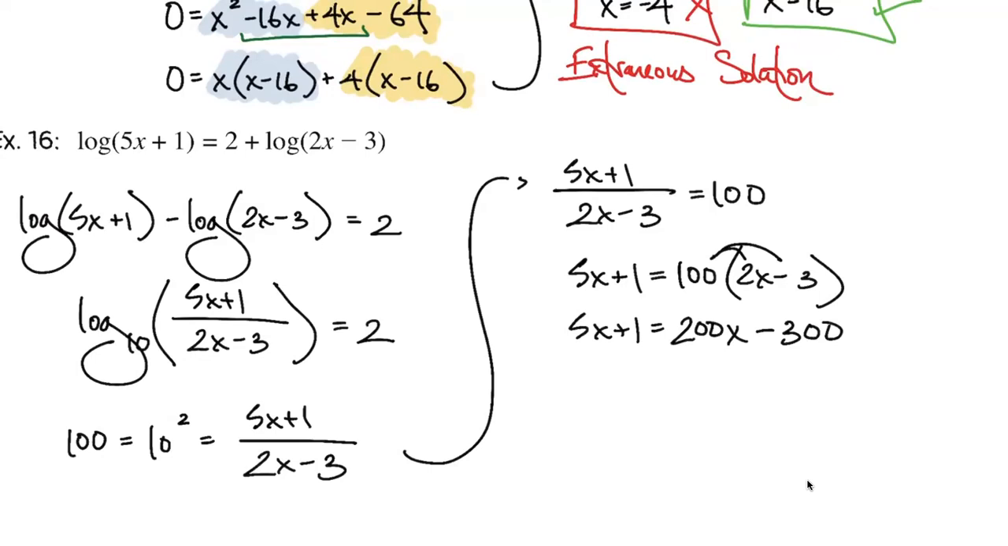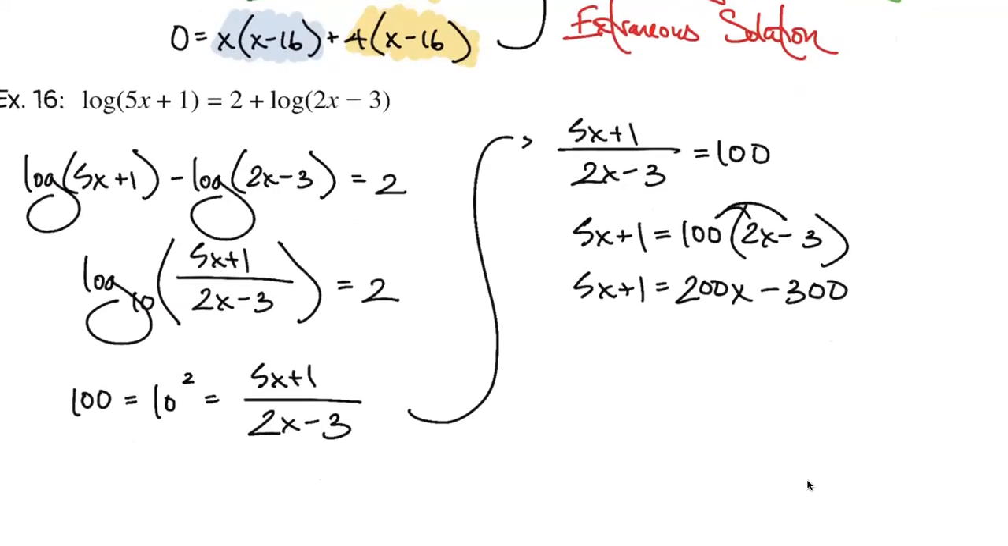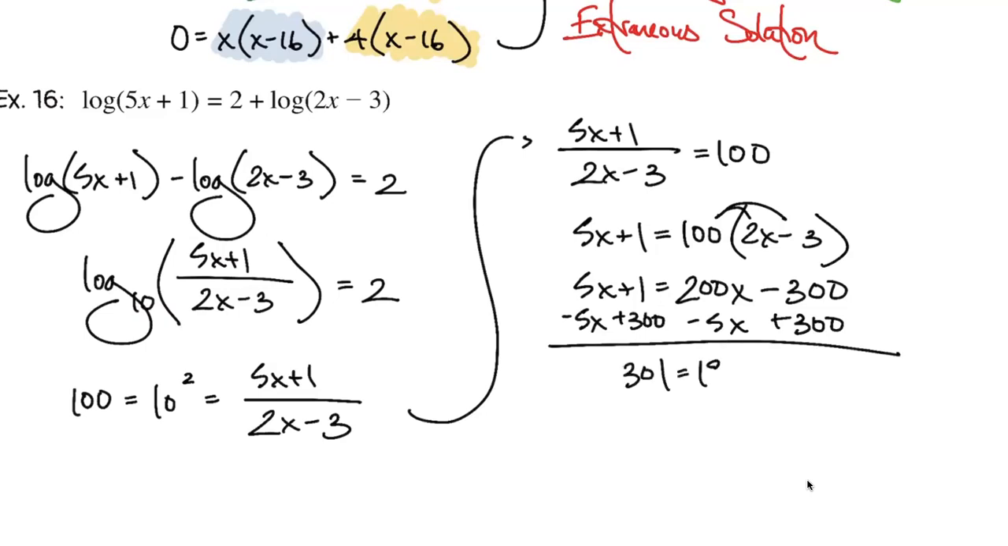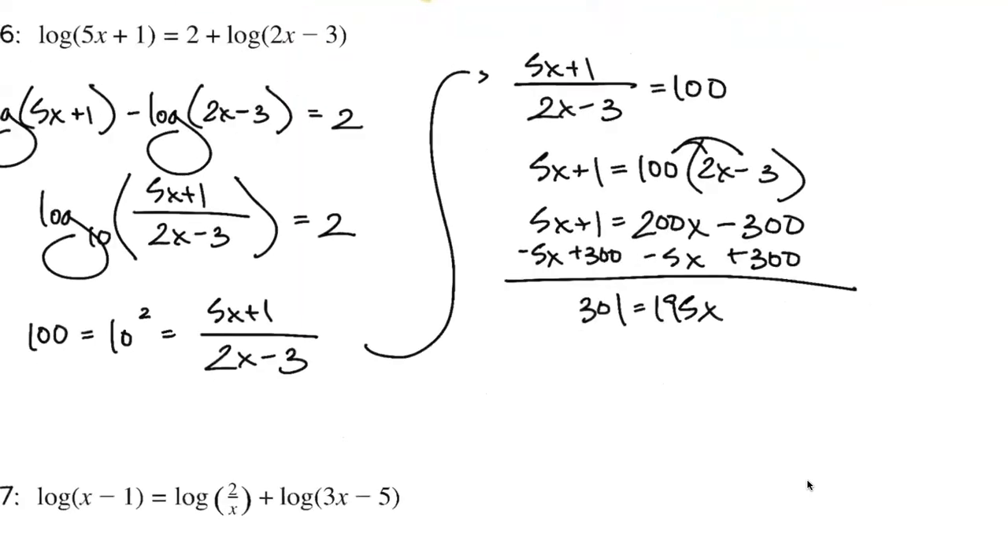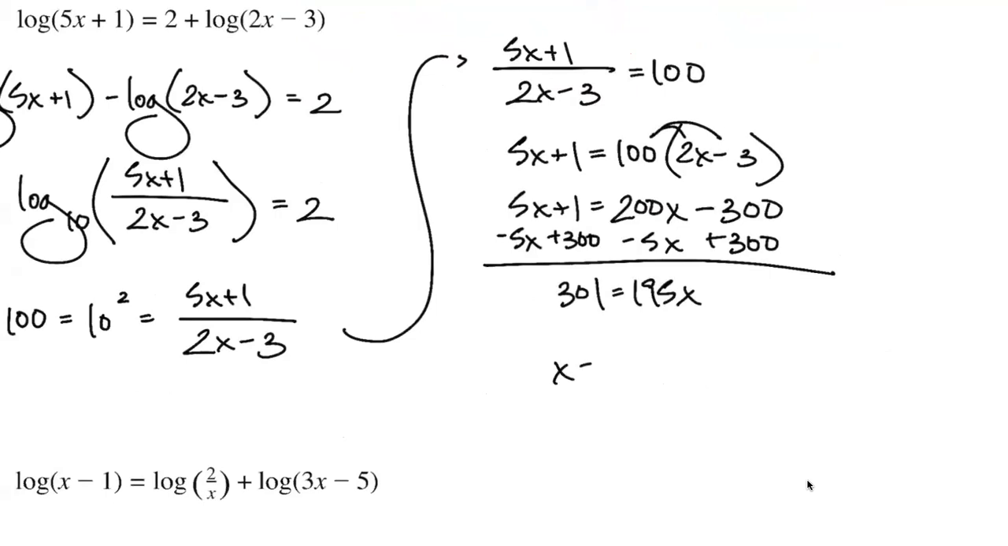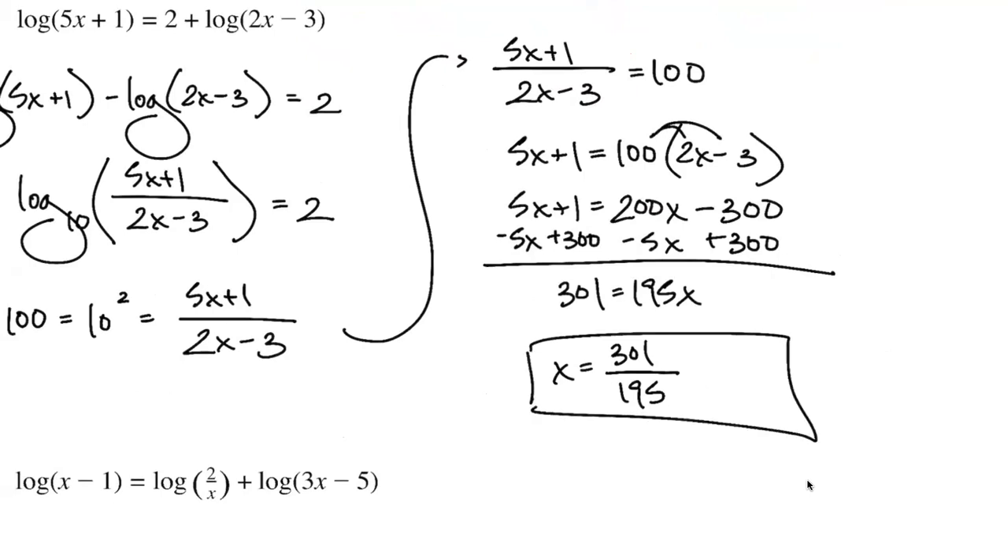We can clump all our x's on one side. So I'm going to subtract 5x from both sides, but I'm going to add 300. And I'm going to get 301 equals 195x, which means my x is exactly 301 over 195. Now I'll leave you to check this.